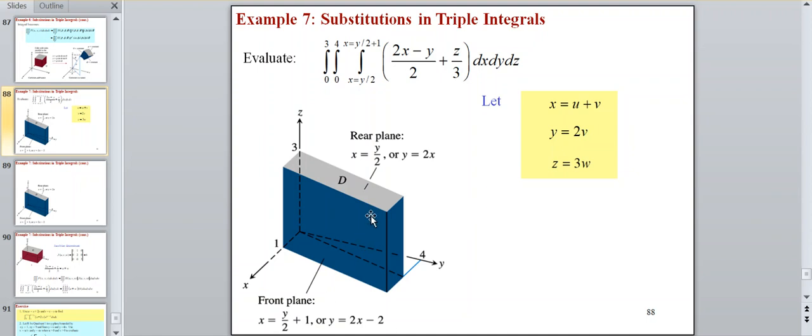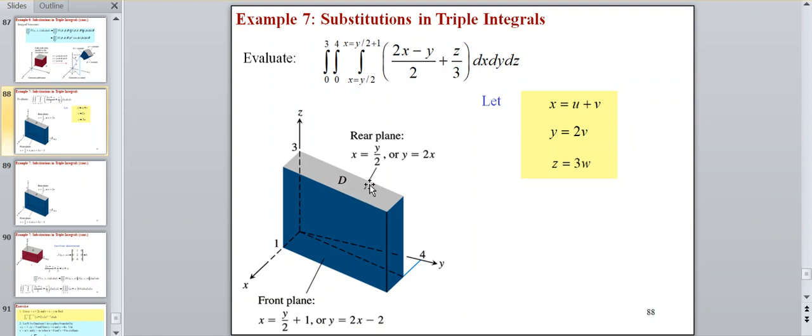plus 1. So x is written as a function of y and z. This is another order. So x goes from the lower surface to the upper surface. The lower surface for x is x equals y over 2, and the upper surface for x is y over 2 plus 1. So x is from the lower surface to the upper surface, because this time x is a function of y and z.